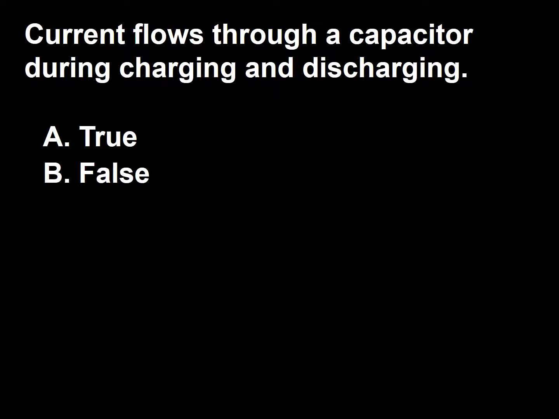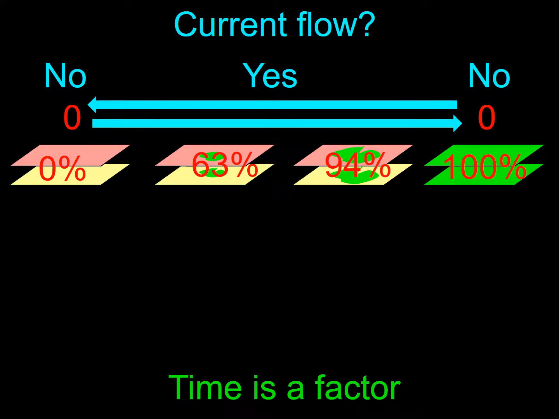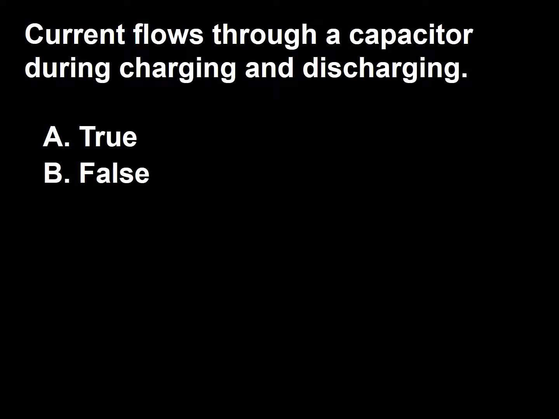Next question. Current flows through a capacitor during charging and discharging. True or false? When a capacitor is not exposed to voltage change, either because it is not exposed to current or because it is full, no current will go through. Current will only flow when charging and discharging a capacitor. So the answer to this question is A, true.